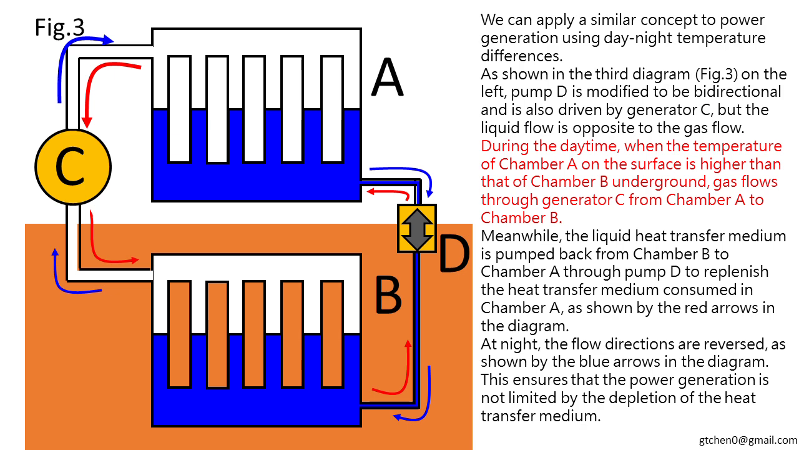During the daytime, when the temperature of Chamber A on the surface is higher than that of Chamber B underground, gas flows through generator C from Chamber A to Chamber B. Meanwhile, the liquid heat transfer medium is pumped back from Chamber B to Chamber A through pump D to replenish the heat transfer medium consumed in Chamber A, as shown by the red arrows in the diagram. At night, the flow directions are reversed, as shown by the blue arrows in the diagram. This ensures that the power generation is not limited by the depletion of the heat transfer medium.